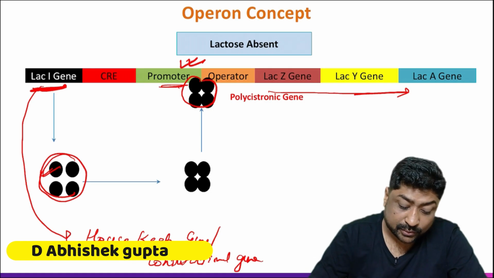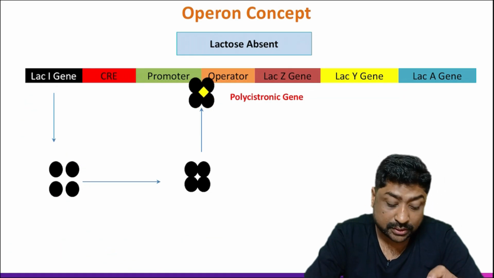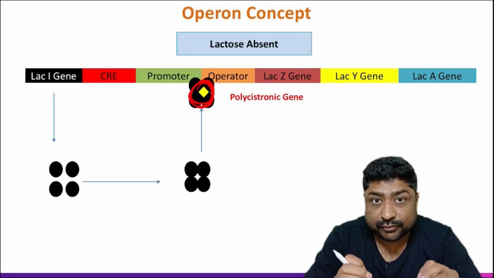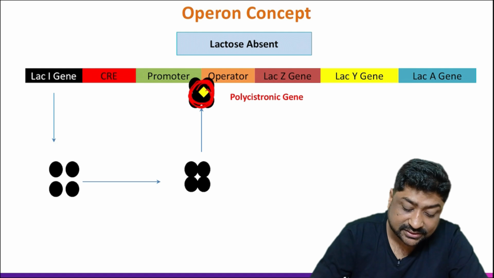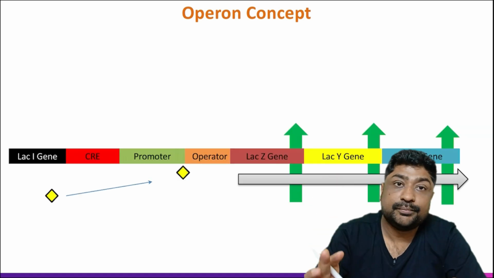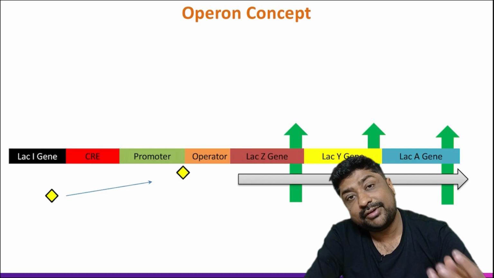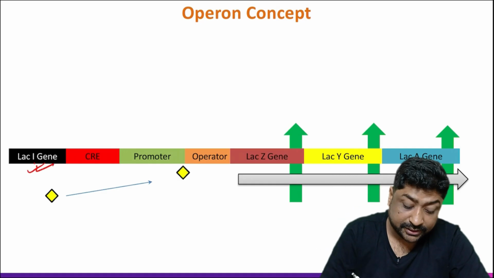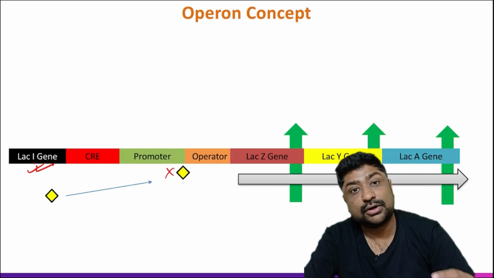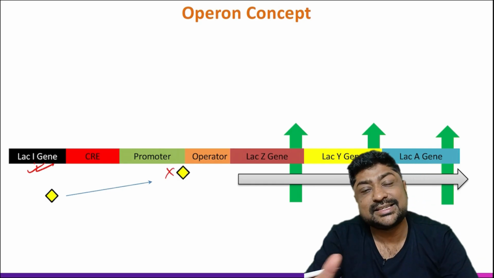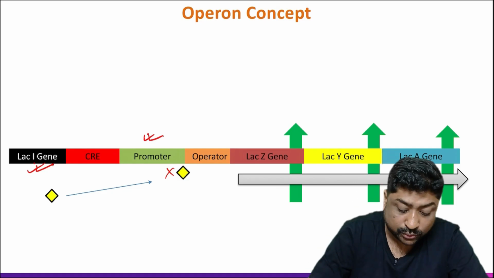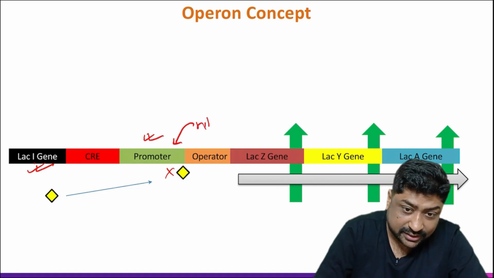Now what happens when lactose comes? The moment lactose comes, the lactose will bind here, and when it binds, it will destabilize the inhibitor and the inhibitor will go away. So in the medium, when lactose is there, even though the LAC-I gene is still producing inhibitors, they will not be able to attach here because lactose will act as a destabilizer for the inhibitor. Now the promoter sequence is open. So all these genes will be transcribed because now your ribosomes can attach here.